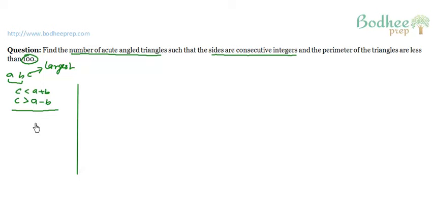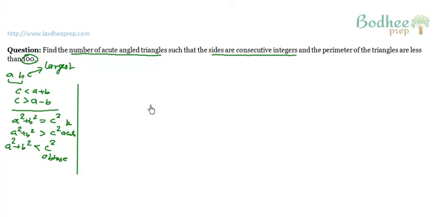Apart from that, we also studied that for acute, right, or obtuse triangles, if the sum of the squares of the two smaller sides is equal to the square of the larger side, then it's a right angle triangle. But if the sum of the squares of the two smaller sides is greater than the square of the third side, then it's an acute triangle. And if the sum is less than the square of the third side, then it's an obtuse triangle. So this was a quick recap of the theory.